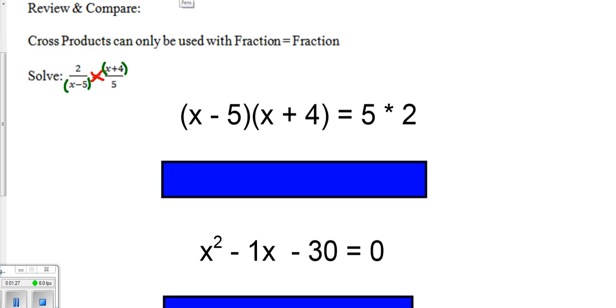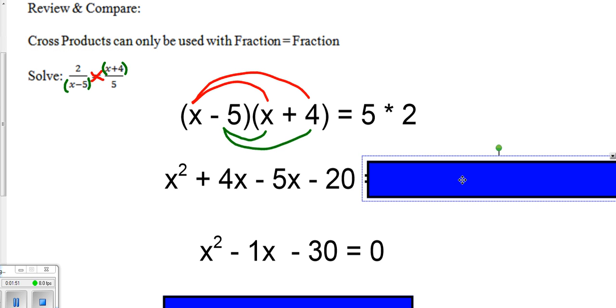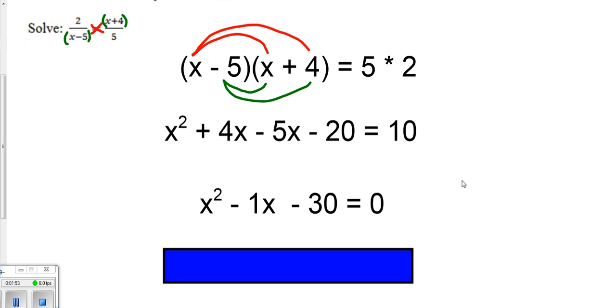Now is the point where we have to do our foiling. So x times x, x times 4, negative 5 times x, negative 5 times 4. When we do that, it's going to look something like this. X times x is x squared, x times 4 is 4x, negative 5 times x is negative 5x, and negative 5 times 4 is negative 20. And then 5 times 2 is, of course, simply 10.